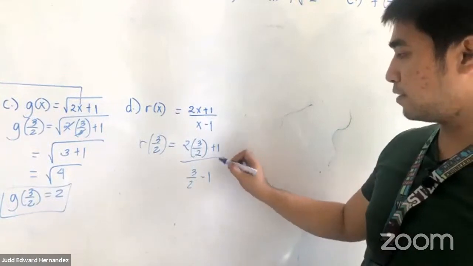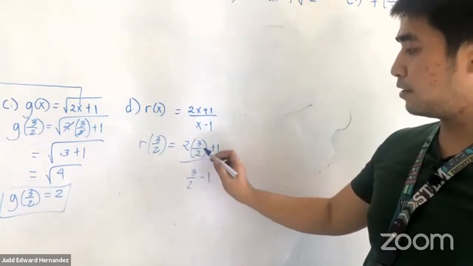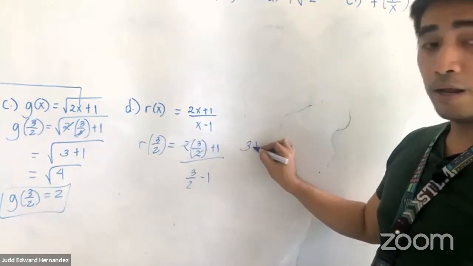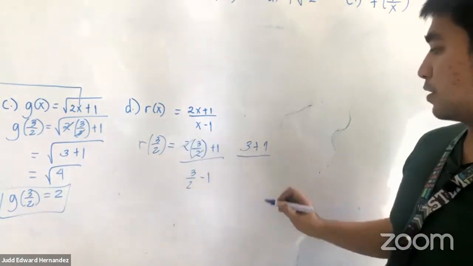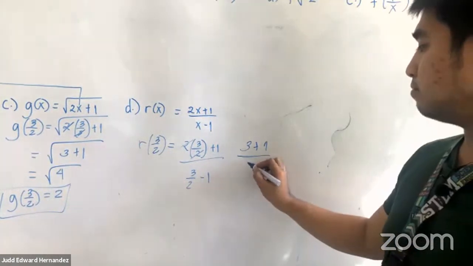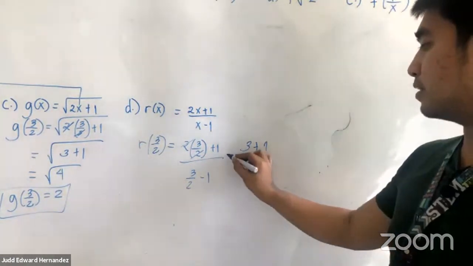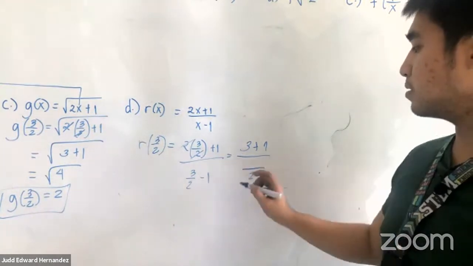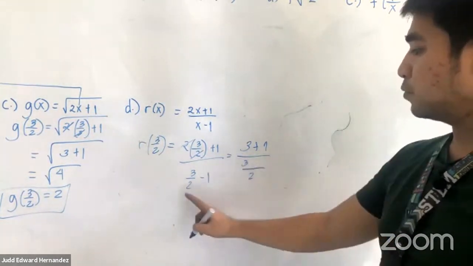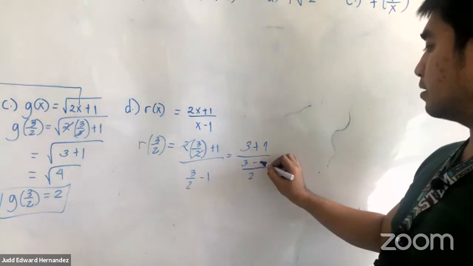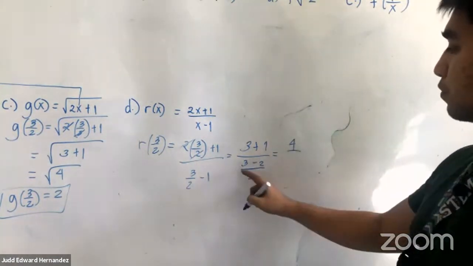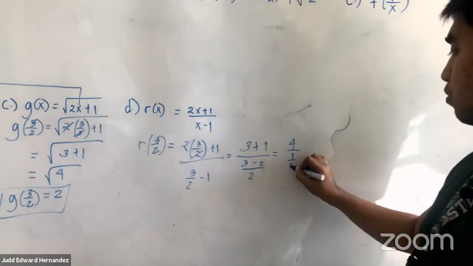Okay, from the given, we just need to multiply 2 by 3 over 2. We could cancel out 2. And this becomes 3 plus 1 over 3 halves minus 1. Therefore, we need to get the LCD. LCD is 2. 2 divided by 2 is 1 times 3 is just 3. 2 times negative 1 is negative 2. This is now equal to 3 plus 1, which is 4, over 3 minus 2 is 1 over 2.